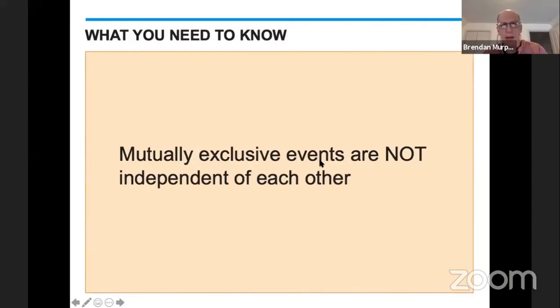Mutually exclusive events are not independent of each other. And I capitalize that not for a reason. That's harder for kids, I think, and my kids sometimes will struggle with that concept. Okay, sorry about that. So mutually exclusive events are not independent of each other, and that may be not what your brain is telling you.